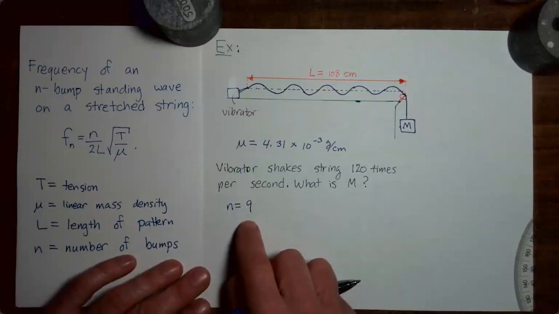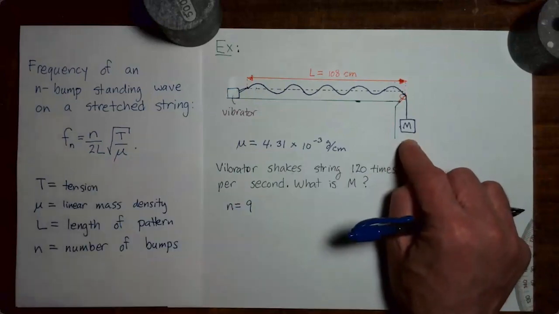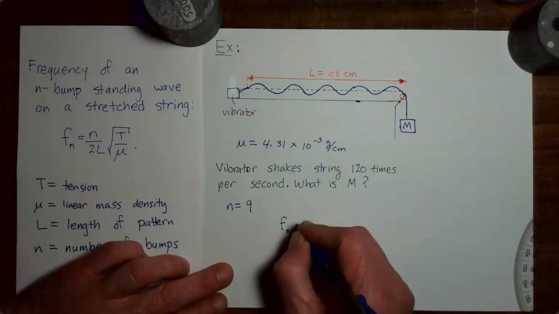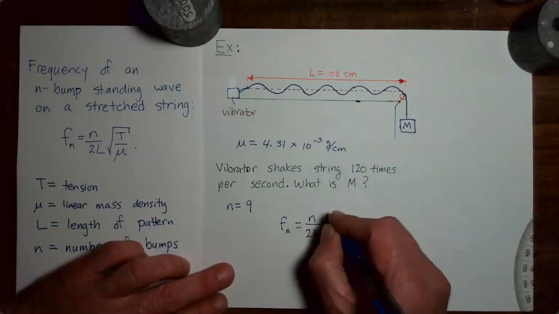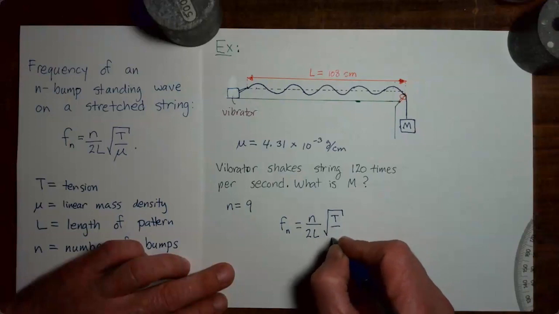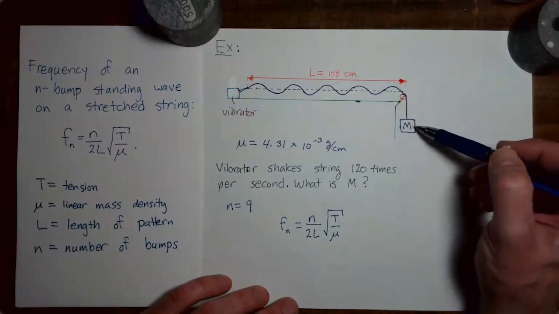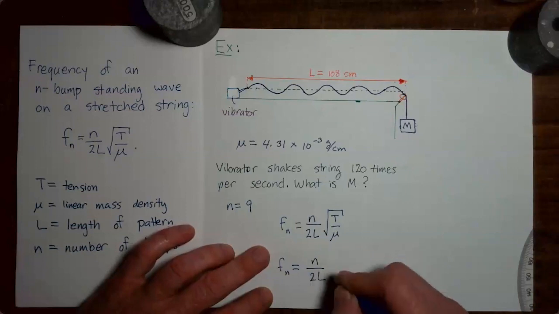Now we have pretty much everything we need. We just need to take the formula from the previous video and apply it to the problem at hand. The formula says that the frequency of an n-bump pattern on a standing wave is the number of bumps divided by twice the length of the pattern, times the square root of the tension divided by the linear mass density. In this experiment, the tension in the string is whatever is needed to support the mass hanging at the end. So I'm going to replace the tension in the formula with the weight of that hanging mass, namely capital M times little g. Then we divide by the linear mass density.